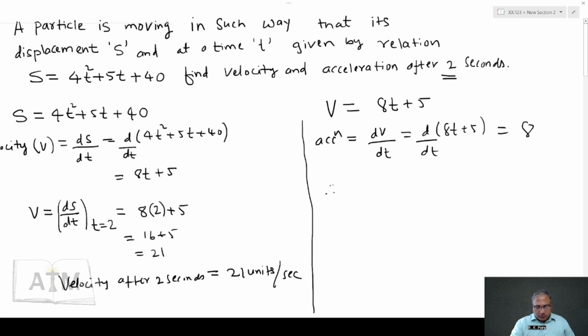Therefore the acceleration of the particle, let us denote it by a, so a equals 8 units per second square. This is the solution of this question.